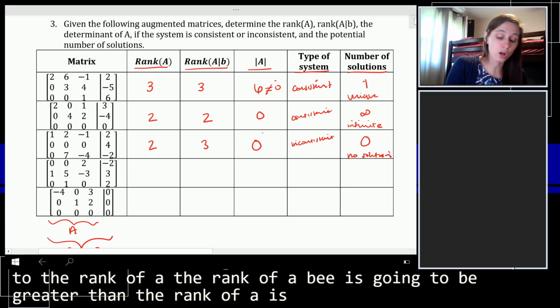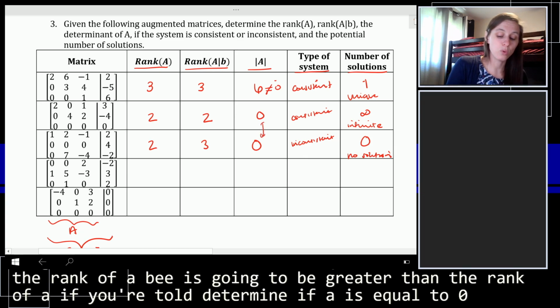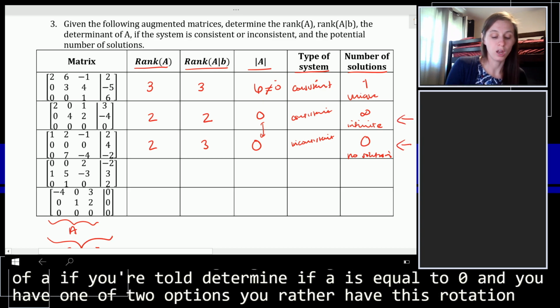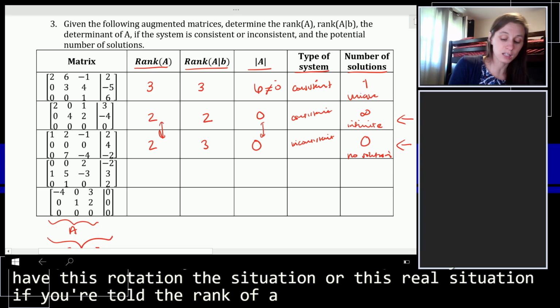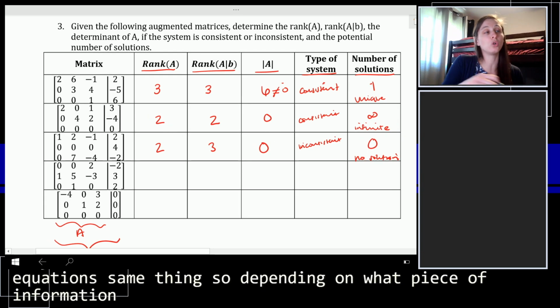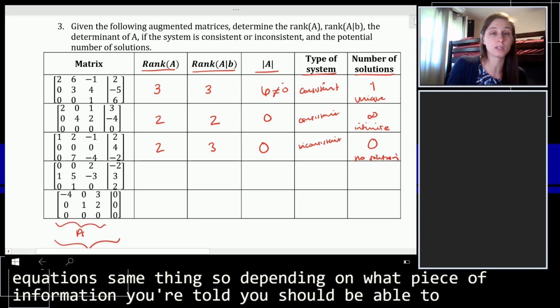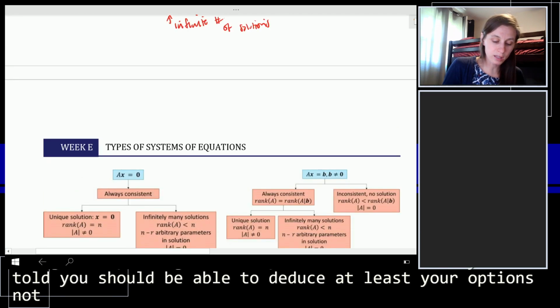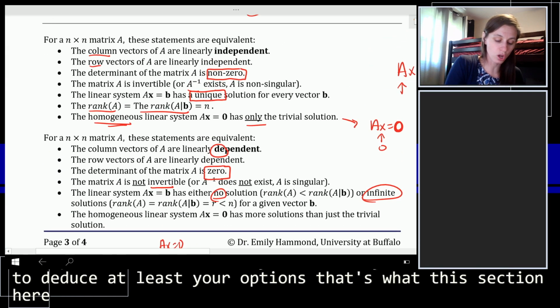If you're told the determinant of A is equal to 0, then you have one of two options. You either have this row situation or this row situation. If you're told the rank of A is less than the number of equations, same thing. So depending on what piece of information you're told, you should be able to deduce at least your options. That's what this section here is talking about.